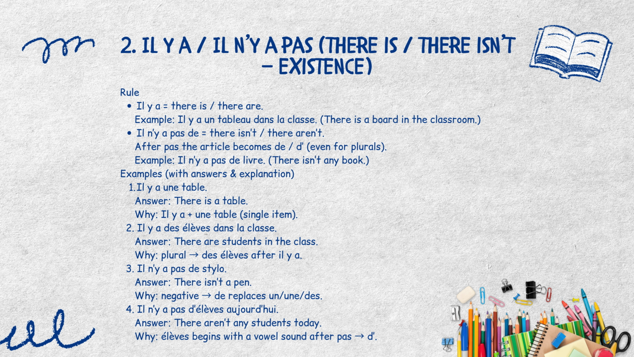Keep practicing by describing what you see around you. For example, there is a table, there isn't a pen, there are students, there aren't any books. Practice saying these sentences slowly and clearly every day. Soon you will use il y a and il n'y a pas naturally and correctly in conversation.